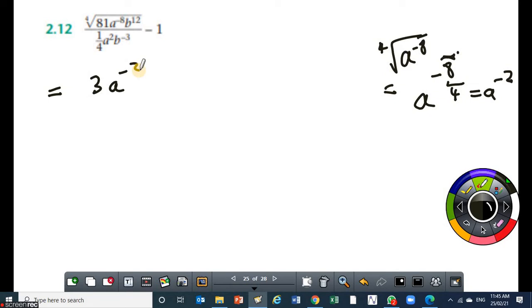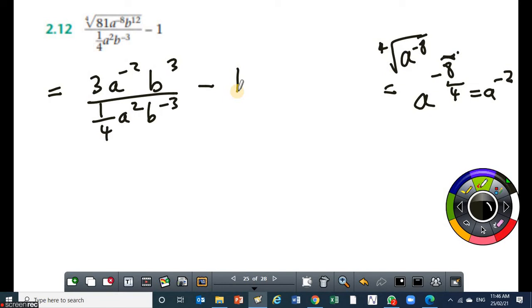I just gave you a hint already. It will be b to the power of 3. So don't say it's 3. It's not 3. It's b cubed, or b to the power of 3. Then the denominator is already simplified, so we just rewrite it as it is: 1 over 4 times a squared times b to the power of minus 1.